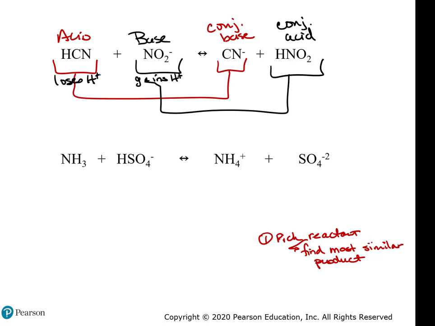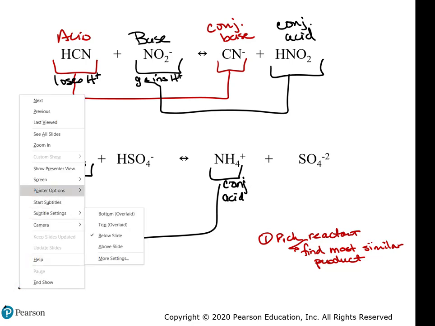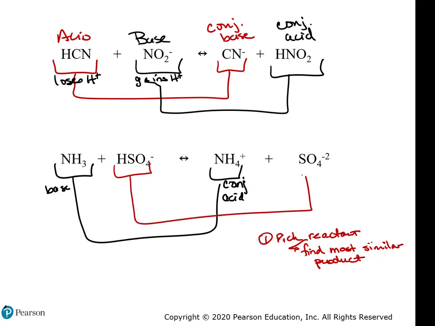Okay, so NH3, what was its pair? NH4 plus. So NH3 is the base, and so NH4 plus is the conjugate acid. Okay, so HSO4 minus. Its pair: HSO4 minus and SO4 2 minus. So HSO4 minus is the acid. See where it loses its hydrogen. So that makes SO4 2 minus the conjugate base.